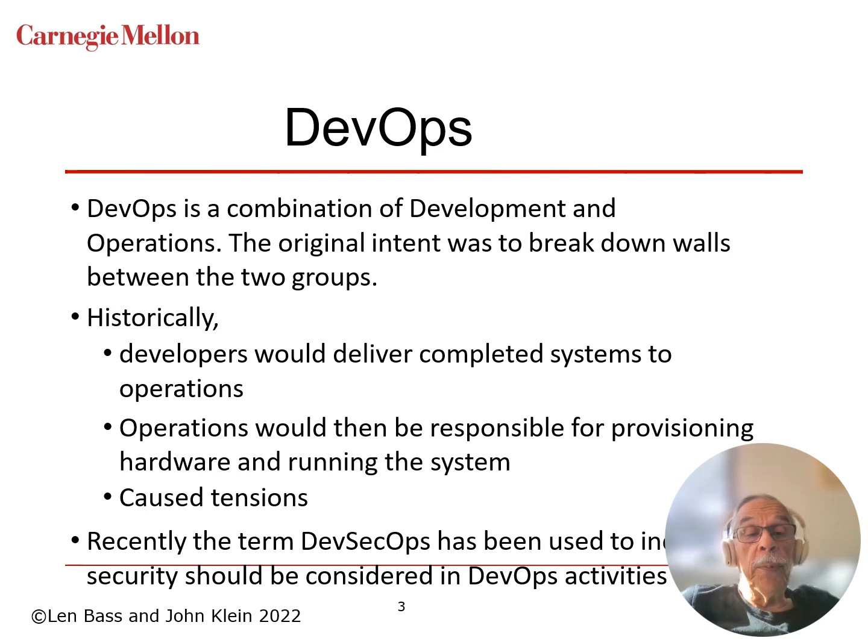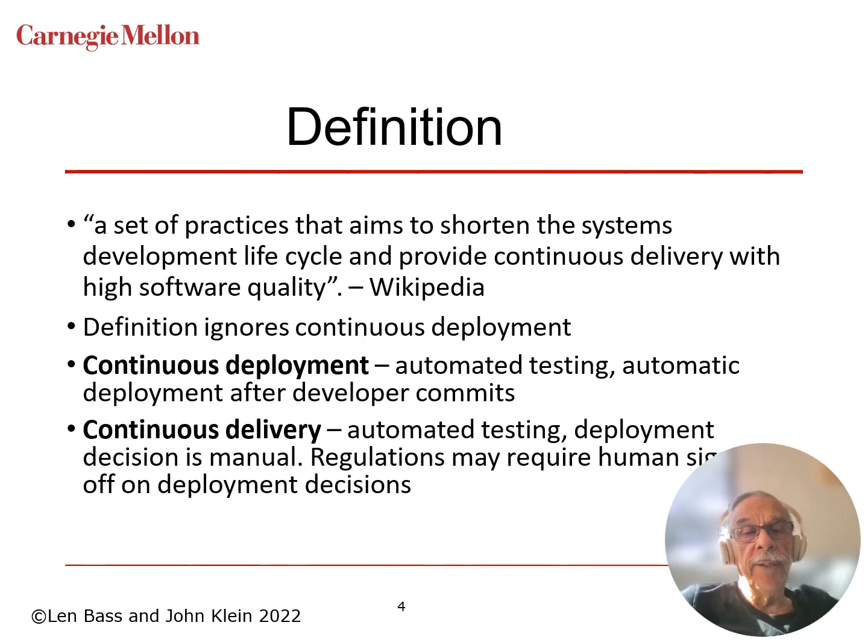Historically, developers would deliver completed systems to operations, and operations would then be responsible for provisioning hardware and running the system. This caused tension because developers want to produce new code. That's how they get incentivized, and operators want to keep the system stable. And so you had tension between change and stability. Recently, the term DevSecOps has been used, and the intention of that is to emphasize the fact that security should be considered in this process.